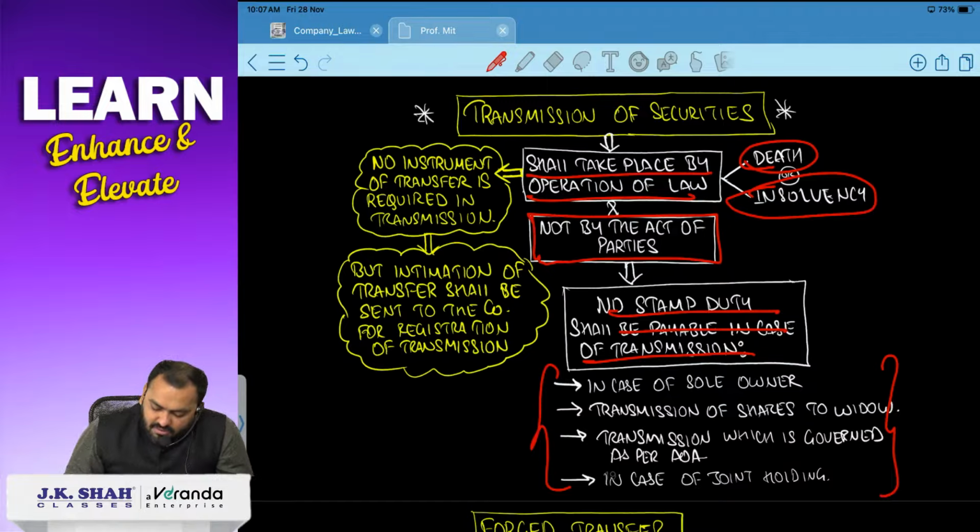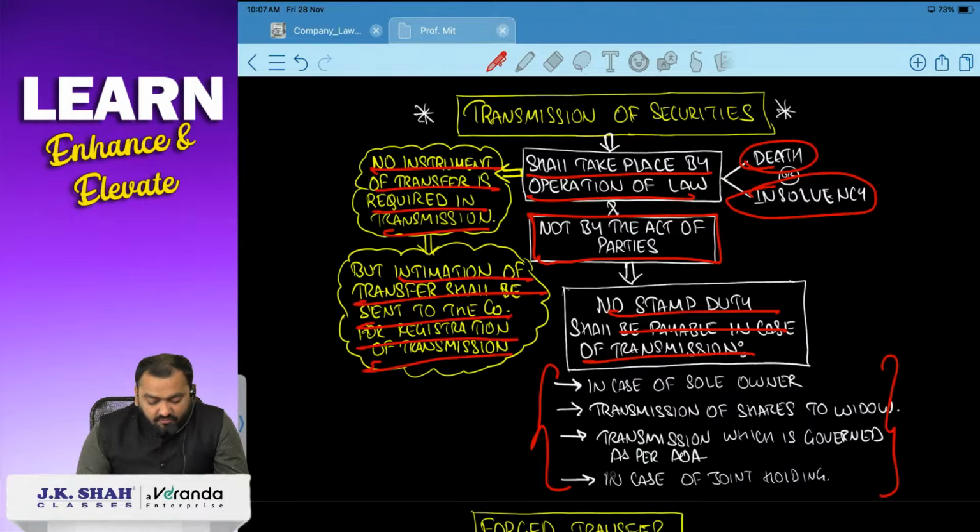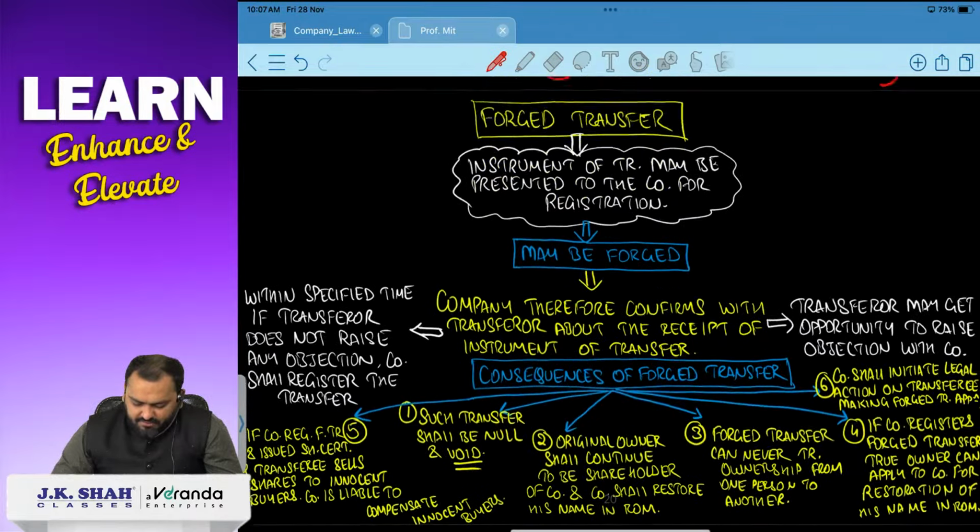Now tell me, in transmission of shares, do you need to submit an instrument of transfer? You need to send intimation of transfer. So no instrument of transfer is required in transmission, but intimation of transfer shall be sent to the company for registration of transmission, just to add the name of the legal representative in ROM. Everybody understood this? Simple.